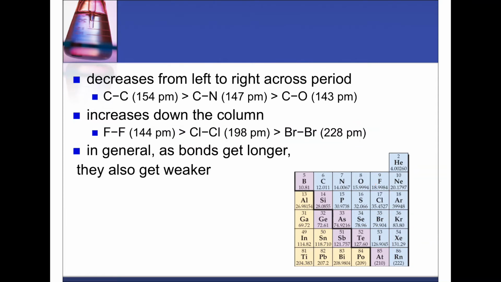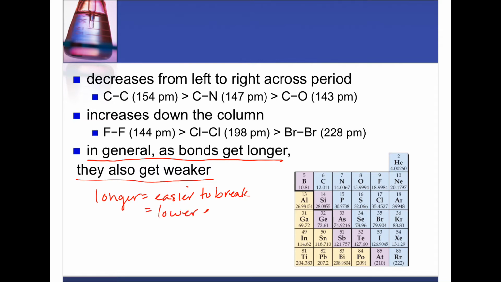Okay, and we're going to start doing some math with this stuff. So we kind of need to relate these bond lengths to energies. And so I want to talk about this statement here. In general, as bonds get longer, they also get weaker. What that's saying there is that long bonds are easy to break. And so longer equals easier to break. And we also say that that is lower energy.